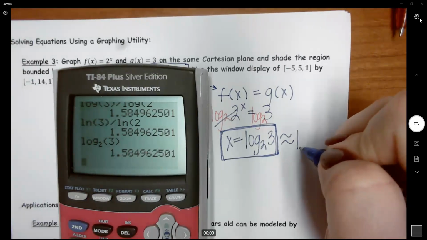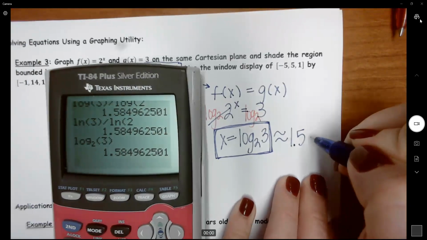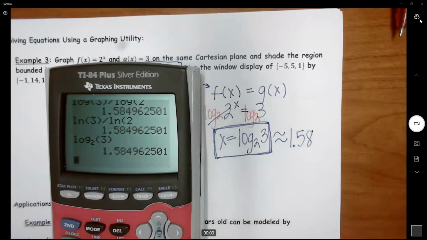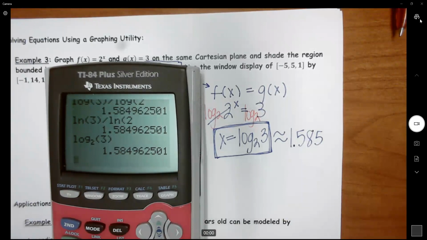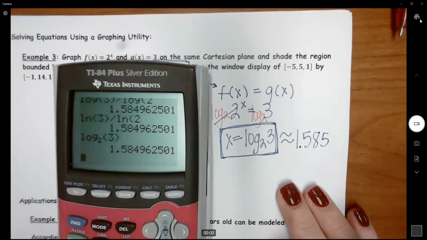So I don't know how many decimals it's going to want us to round this to, but this is about 1.58. Let's just stop it there. And let's go 5. Okay, 1.585. So super easy to solve by hand.